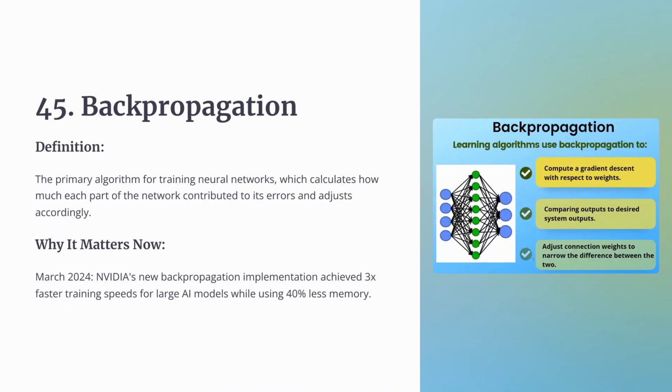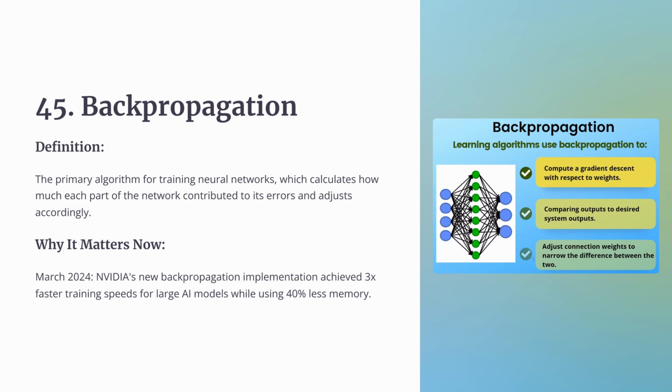Backpropagation is the primary algorithm for training neural networks, which calculates how much each part of the network contributed to its errors and adjusts accordingly. Imagine a company figuring out which departments are responsible for customer complaints and then making targeted improvements. Backpropagation does this for AI, and NVIDIA's breakthrough is like giving managers superpowers to instantly know what needs fixing and how to fix it.